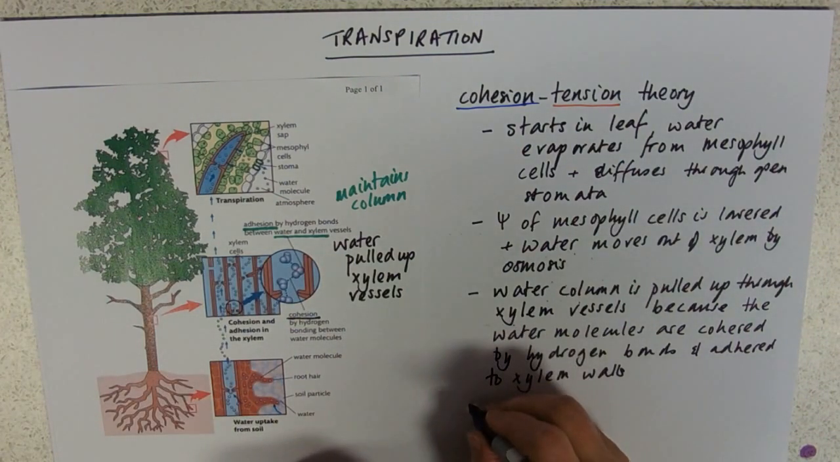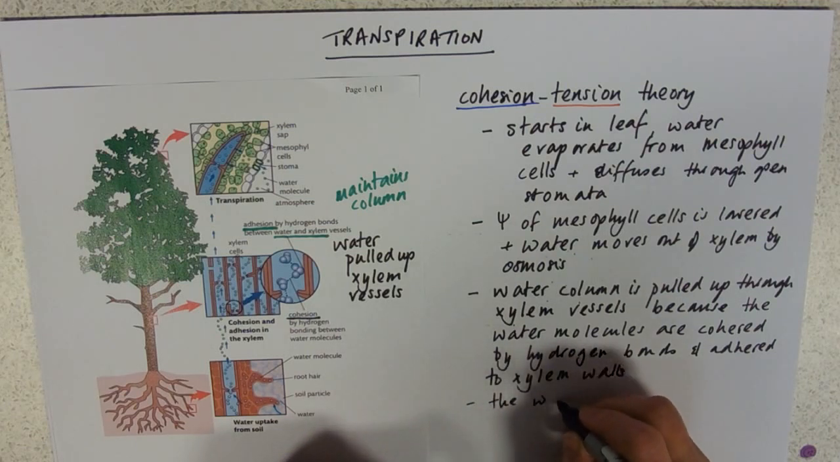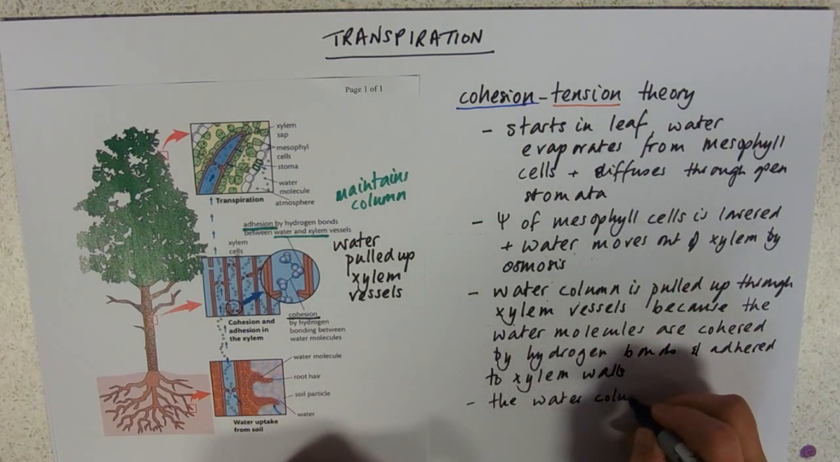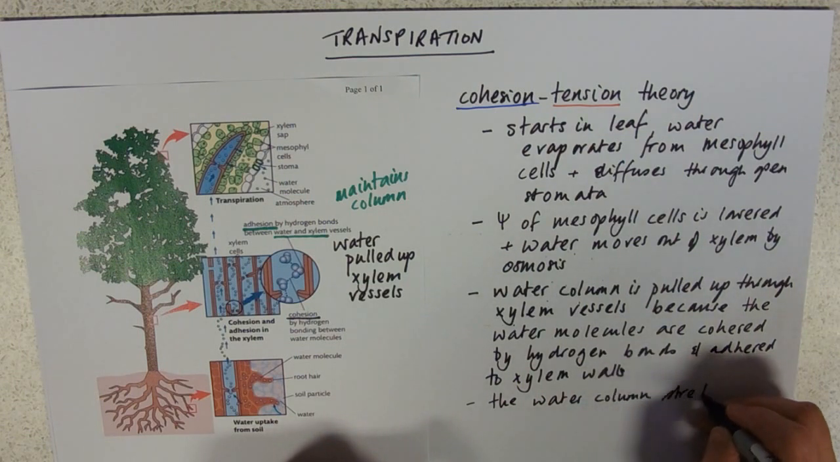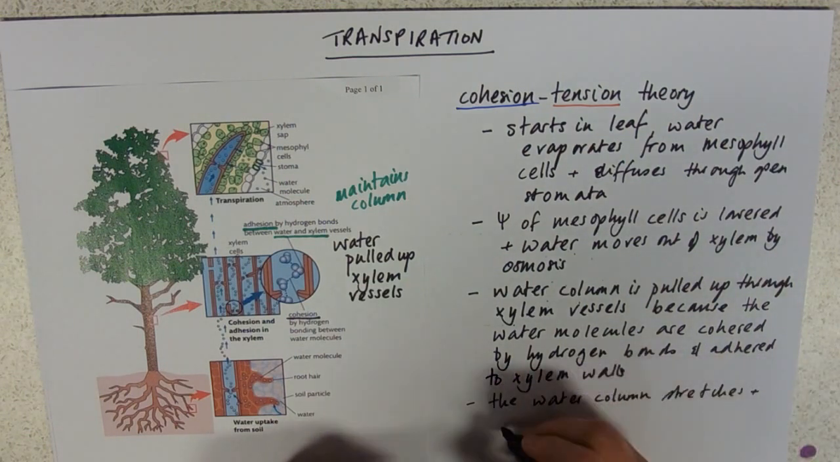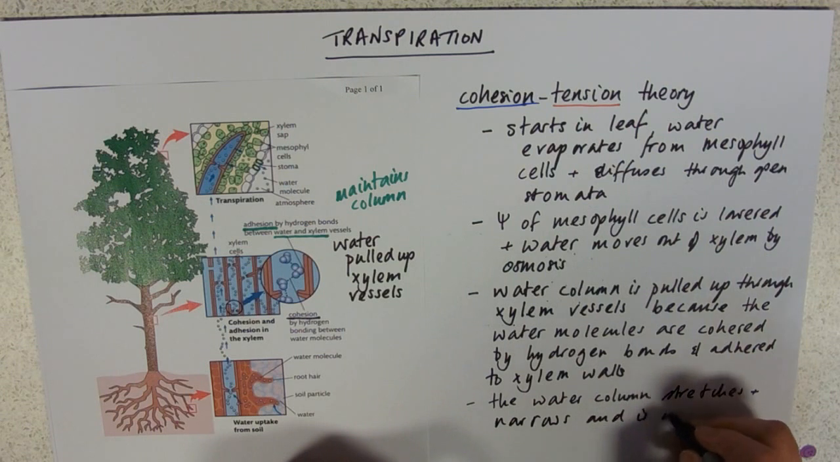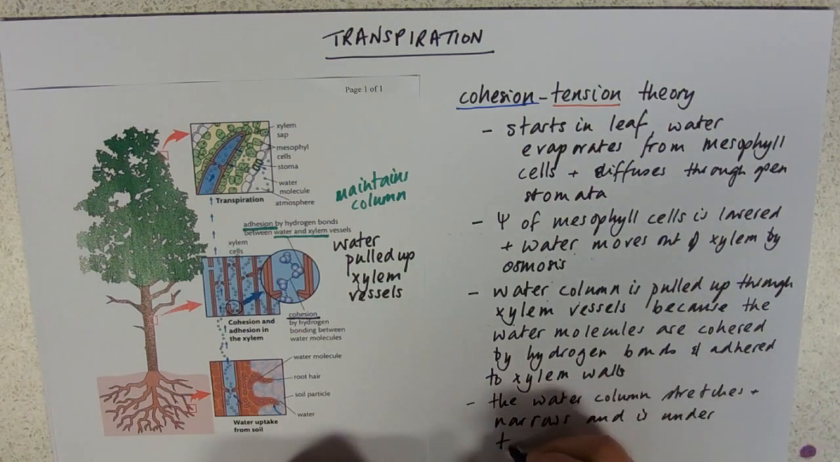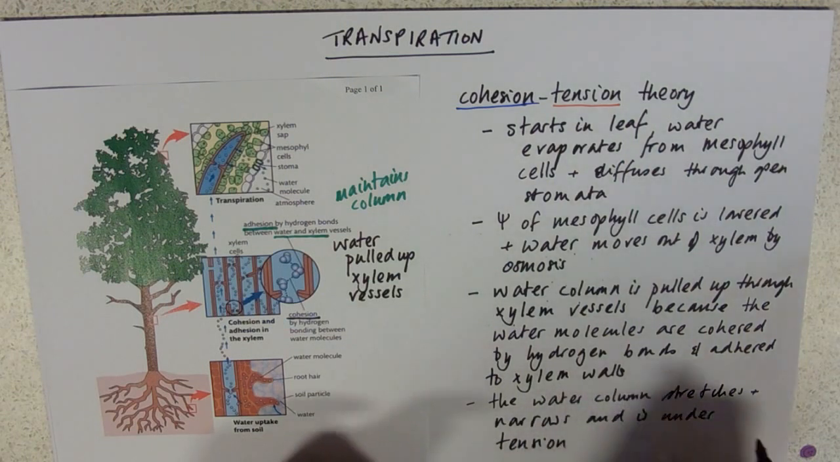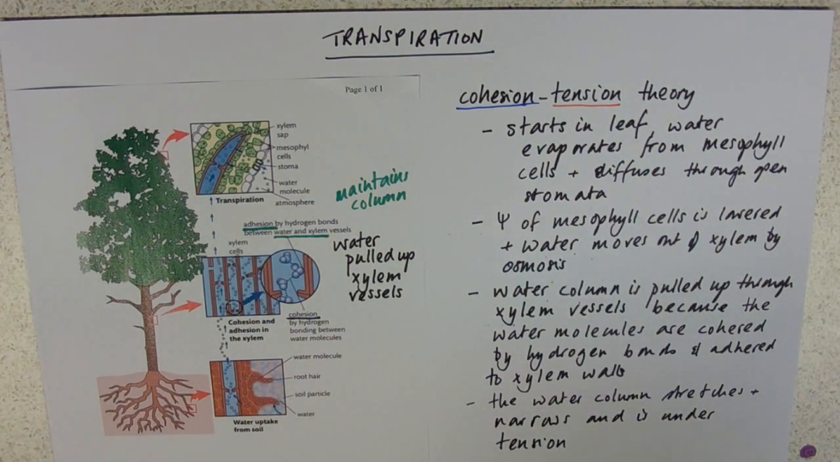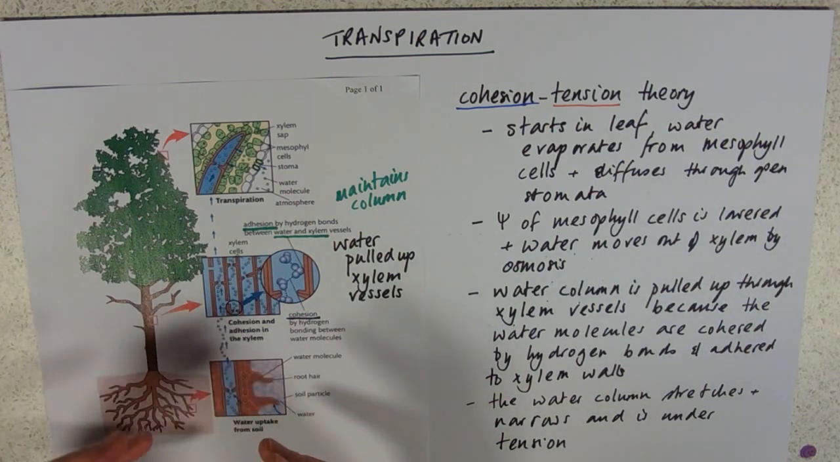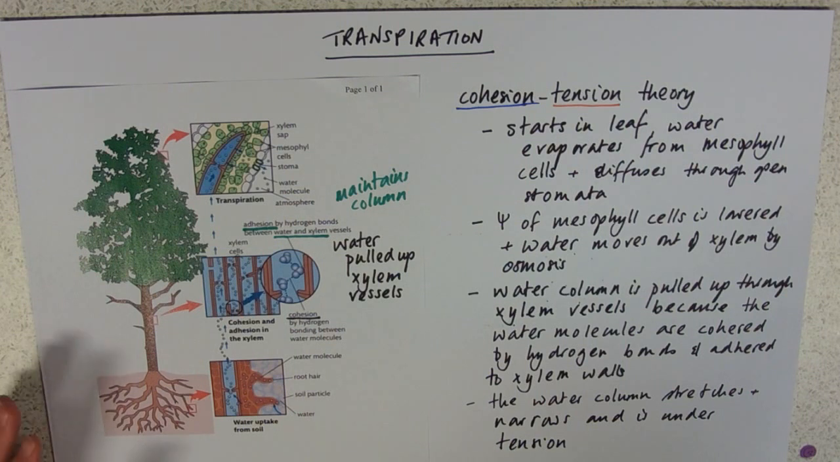So the water column stretches and narrows and is under tension. What tension actually means practically is that the water column has a negative pressure, and that's why xylem vessel elements need to have that big thick lignin thickening, just to stop it sort of collapsing inwards, and that force is all the way back from the root.